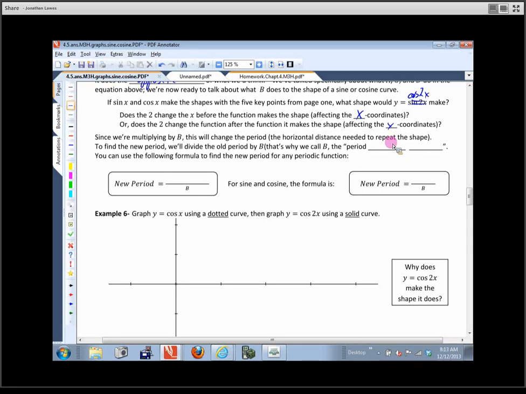Okay? And what's going to happen here is we're going to multiply the x by the number b, whatever that number happens to be. Okay, that's going to change the period. It's going to change the horizontal distance needed to repeat the shape of the graph.